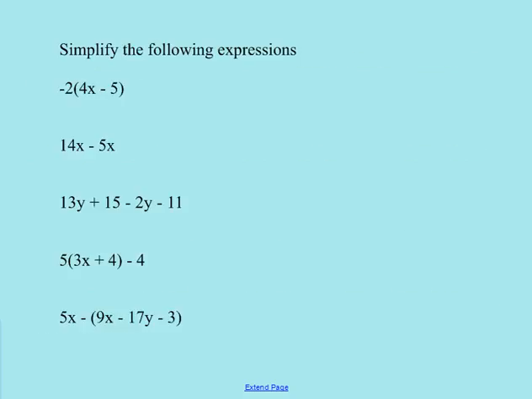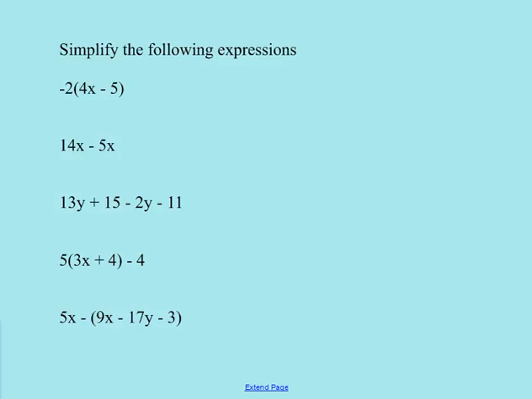All right, now before we simplify these expressions, let's go through and understand our previous vocabulary terms. Looking at our first example, negative 2 times the quantity 4x minus 5, there are some terms here. 4x and negative 5 are two different terms because they're separated by the minus sign. Negative 2 would be called the coefficient of the quantity that's in parentheses.